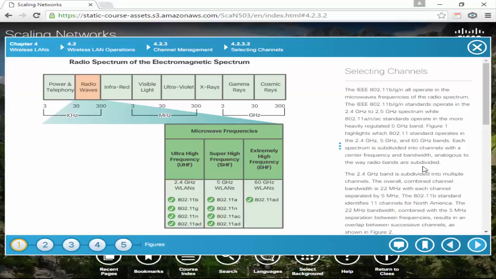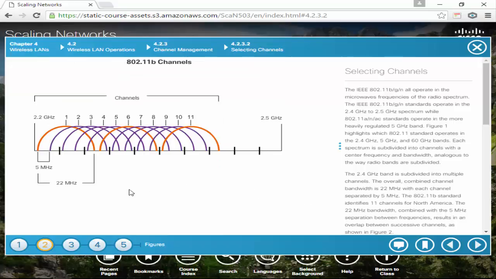Selecting channels. So, on these radio waves, we're either using UHF, SHF, or the newest one, EHF, right? And that's only AD. That's at 60 gigahertz. But depending on whether we're using 2.4 or 5 gigahertz puts us in, just like we have colors of light, we have frequencies of microwave, I guess.